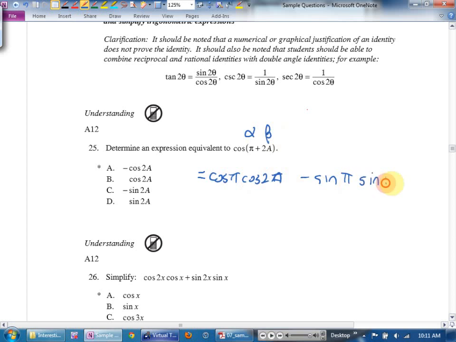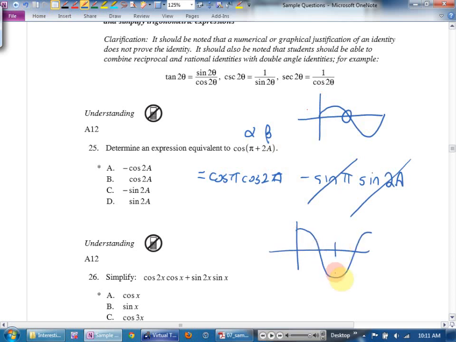Sine of pi is 0. So this whole thing cancels because 0 times anything is just 0. Cosine of pi, right there. Oh, negative 1. Negative 1 cosine of 2a.